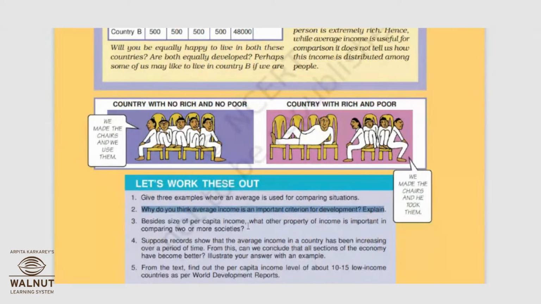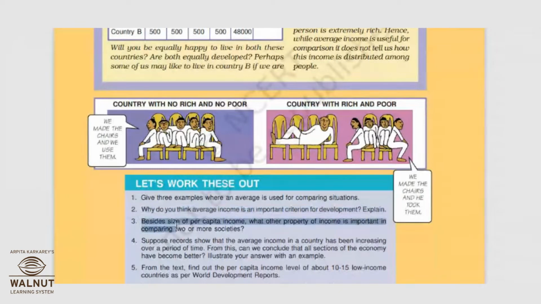Now, why do you think average income is an important criterion for development? It gives us an idea of what the average person of that country is likely to earn, and if this average figure is giving us an idea that people can earn this much, that means it also gives us the idea of the standard of living of that country.